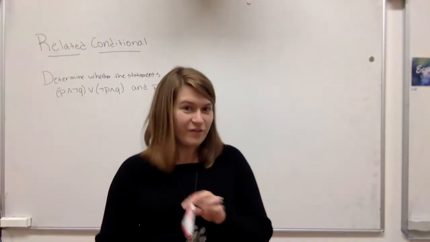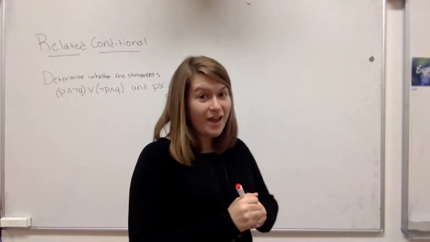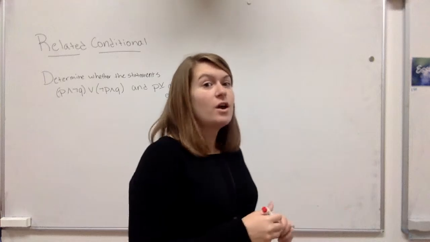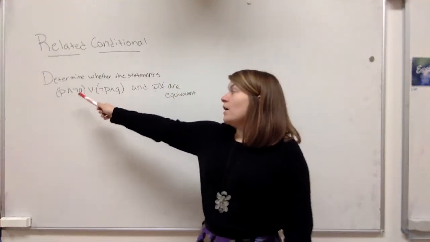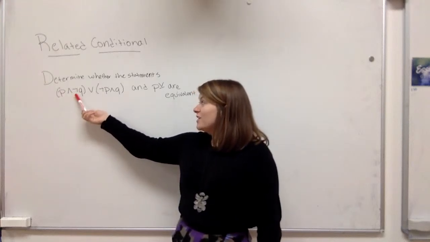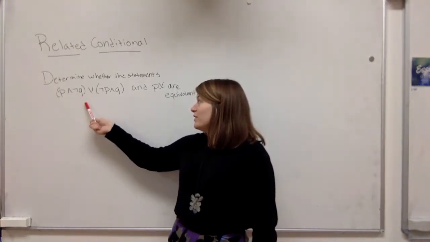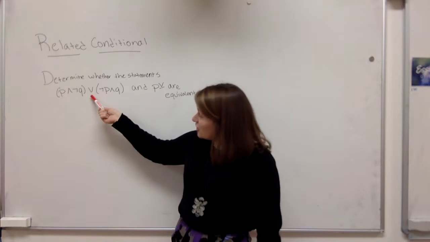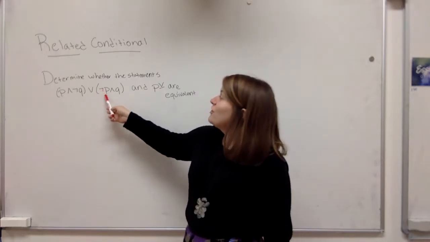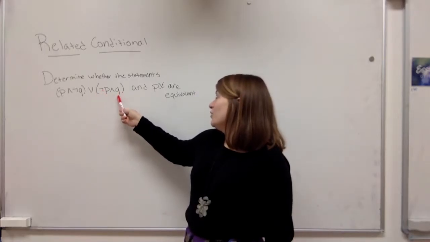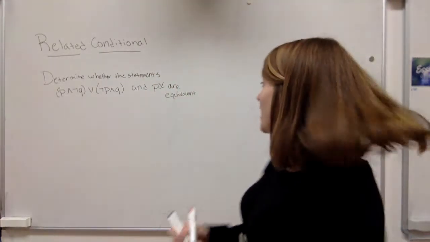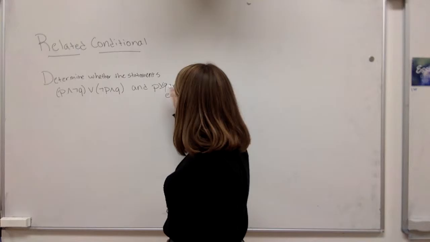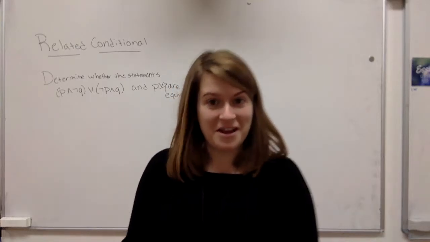So I'm sorry if that's kind of confusing. Now we'll do one together and we will see how it works. Okay, so the question is, determine whether the statements P conjunction the negation of Q, disjunction, negation of P, conjunction Q, and P exclusive disjunction with Q are equivalent. All right, let's find out.